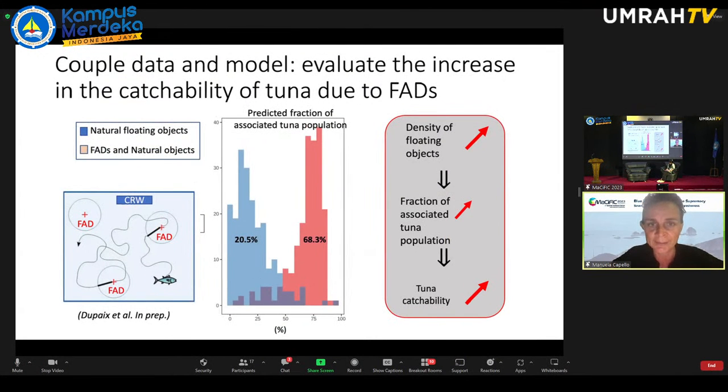So in this graph in the center, you have the predicted fraction of associated tuna population for the pristine situation where only natural floating objects are present, and the situation with the pink color, where there are both FADs and natural floating objects. So the fraction of the associated population moves from 20% to 68%. And this increase increases the catchability and therefore the vulnerability of the tropical tuna to the purse seine fishery. And we could quantify this amount of catchability increase.